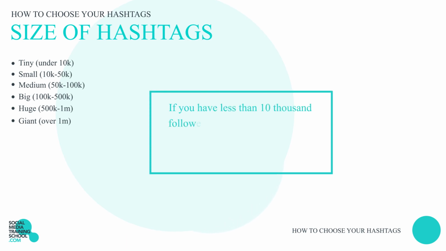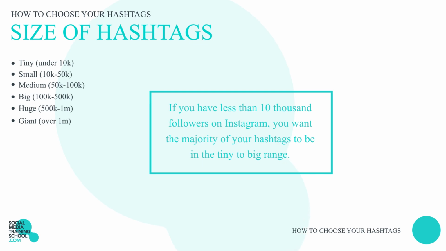If you have less than 10,000 followers on Instagram, you want the majority of your hashtags to be in the tiny to big range.